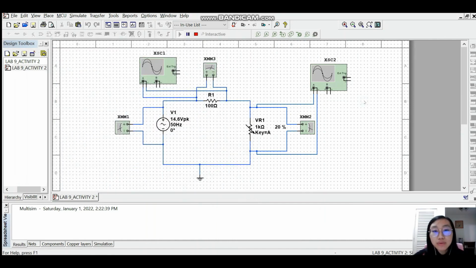Besides the simulated value, we can also use manual calculation to compare with our simulated value. Firstly, we use Ohm's law, V equals IR, to get the current that flows across this circuit. Since this is a series circuit, the current is the same across the resistor R1 and the variable resistor. After that, we apply Ohm's law to calculate the peak voltage across the resistor R1, and we calculate the peak-to-peak voltage by 2 times the peak voltage. The RMS value of the voltage is VRMS equals the peak voltage divided by the square root of 2. The same goes for the variable resistor. And this is the presentation for Activity 2.